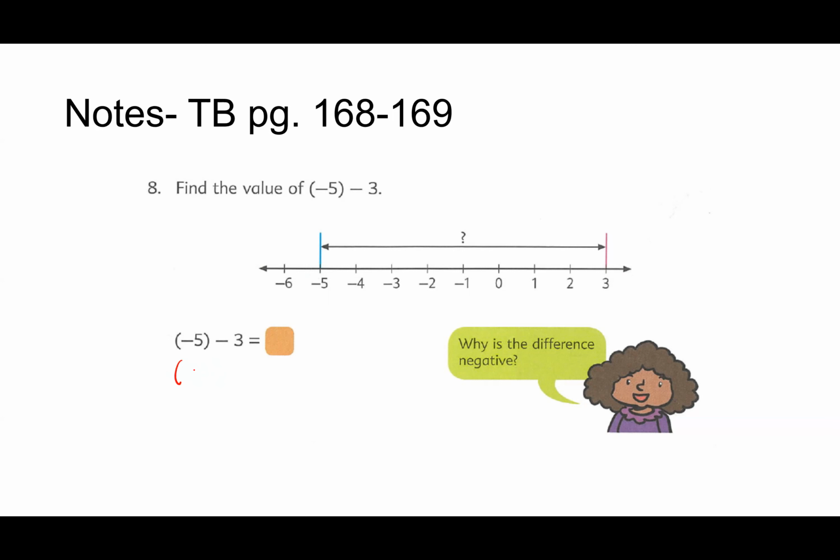All right, let's do this mathematically or procedurally. -5, copy plus opposite. What do I write down? Plus, and then what? Okay, so what's the answer? -8. Okay, now the question though is, why is the difference negative? All right, Kendall, go ahead.